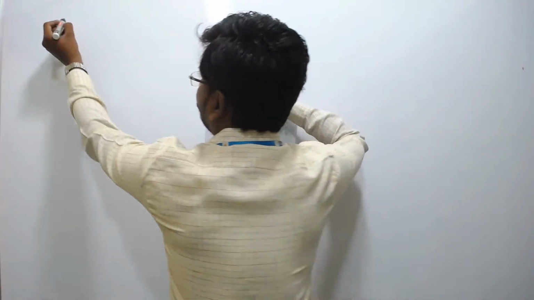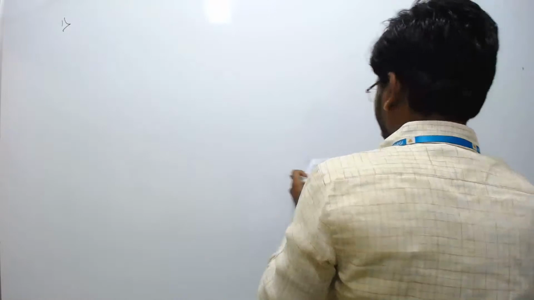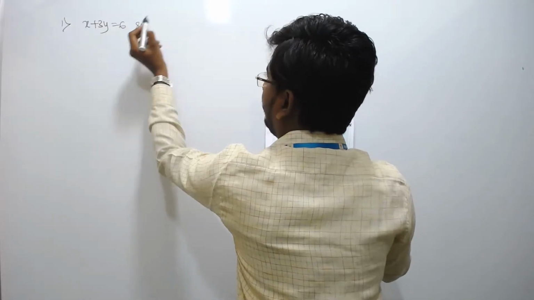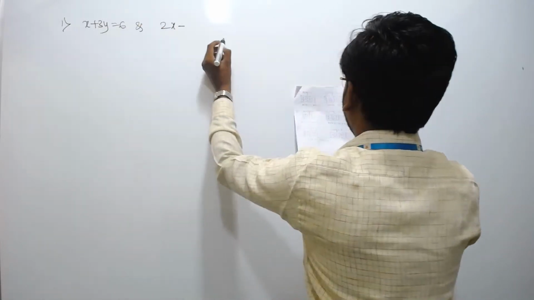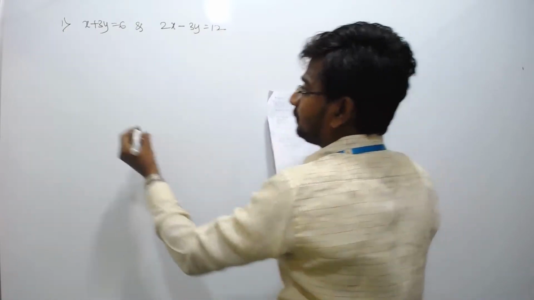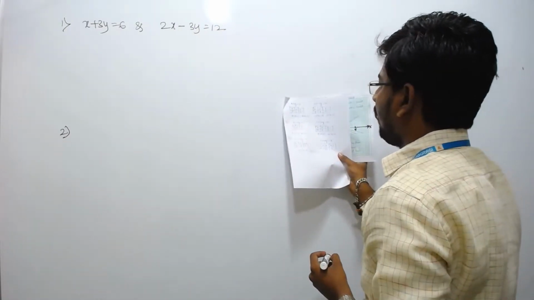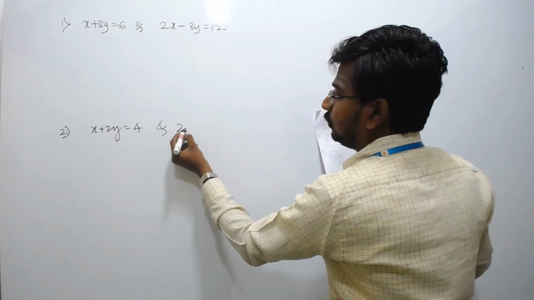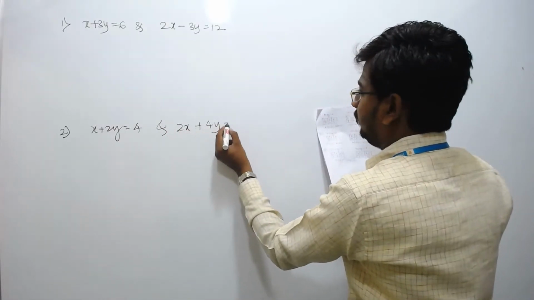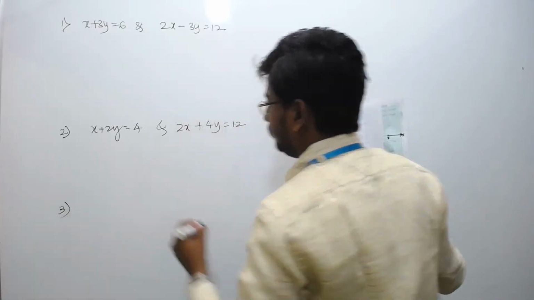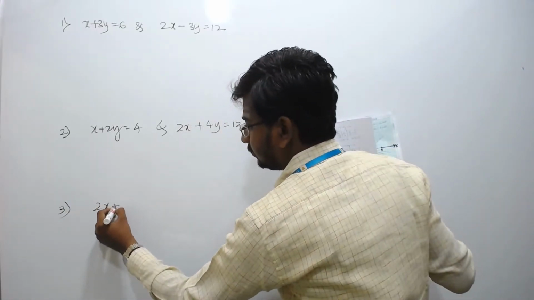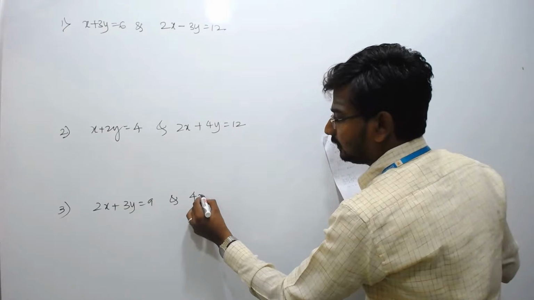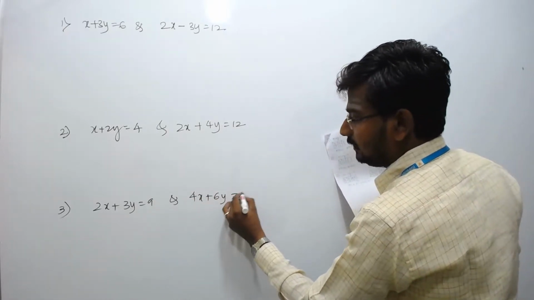Okay. First one, I hope it is visible. Yes. x plus 3y is equal to 6 and 2x minus 3y equal to 12. Second question, x plus 2y equal to 4 and 2x plus 4y equal to 12. 2x plus 3y equal to 9 and 4x plus 6y is equal to 18.